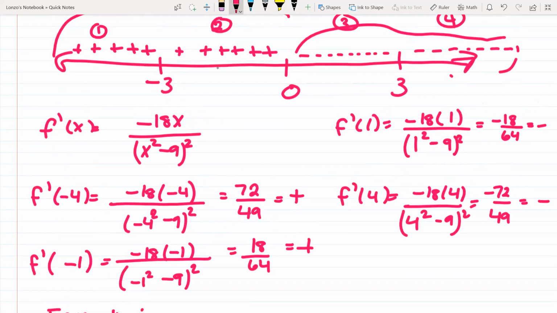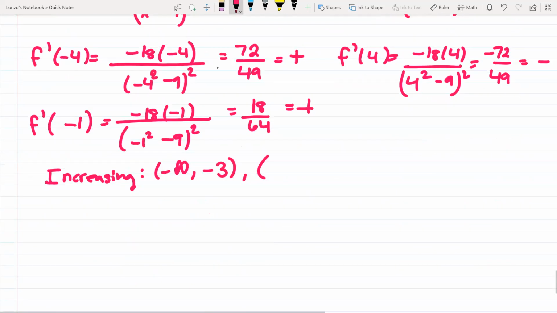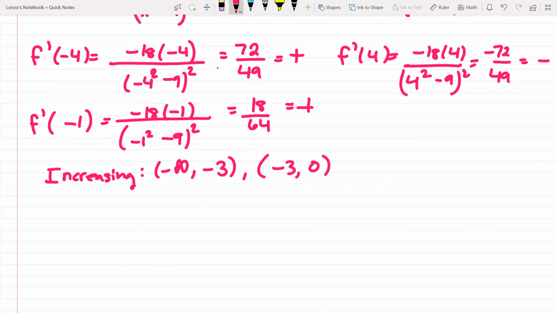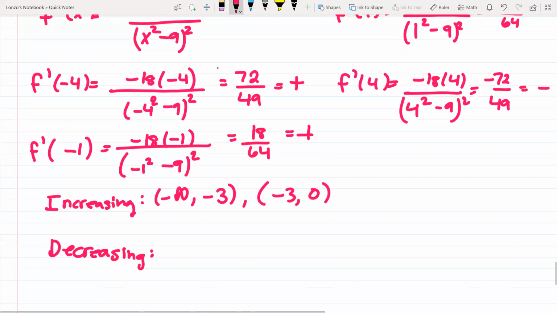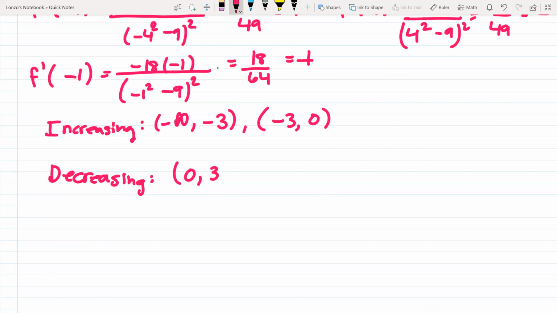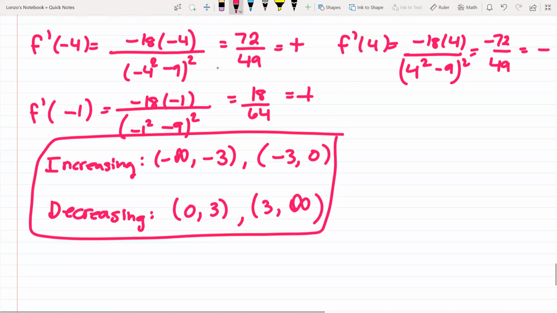From negative infinity to negative 3, and then you don't put the union, just put a comma, and then from negative 3 to 0. And then it's decreasing from 0 to 3, 3 to infinity. And that's it. That is increasing, decreasing.